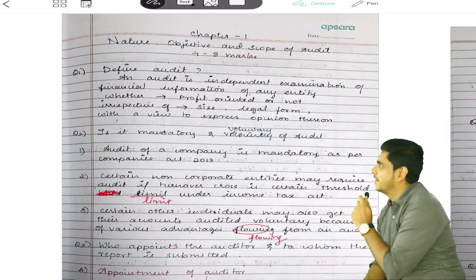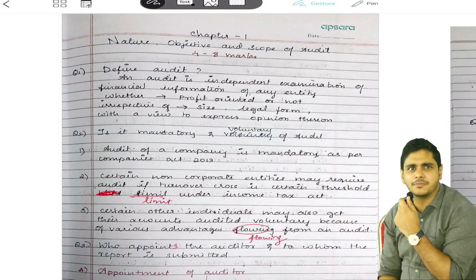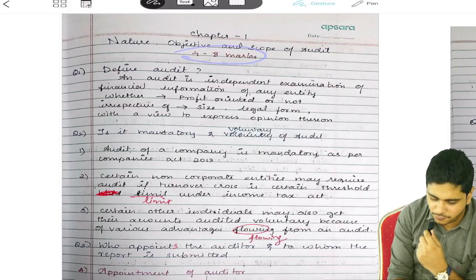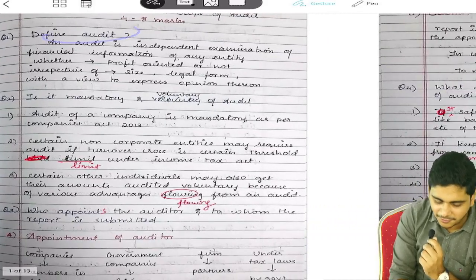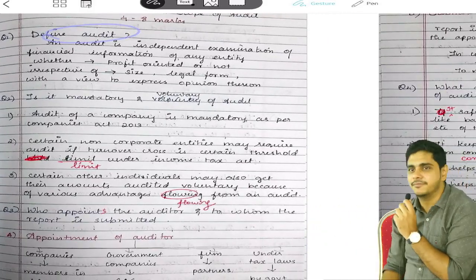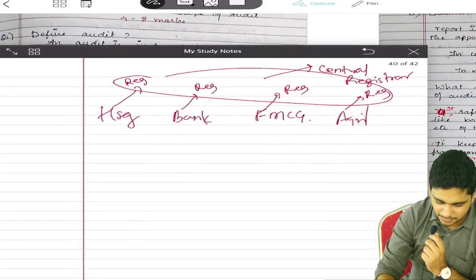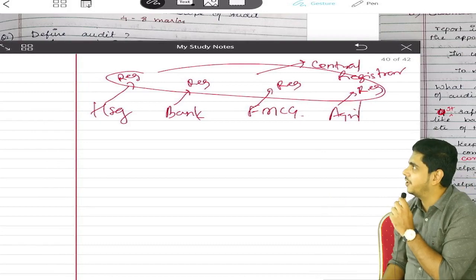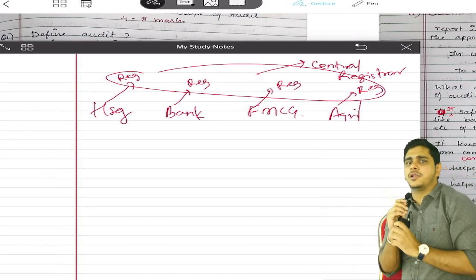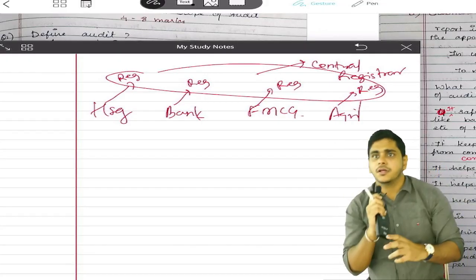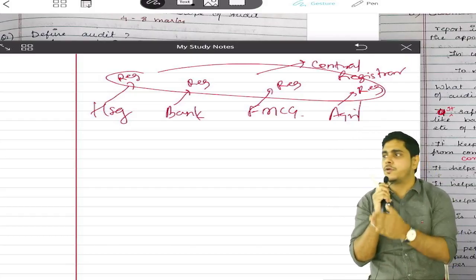Now listen. Nature, objective and scope of audit. What happened to him? The weightage is 4 to 8 marks. First answer, define audit. Audit is examination of financial statements with only one objective. What is that objective? To express an opinion on the financial statements, whether they give a true and fair view.